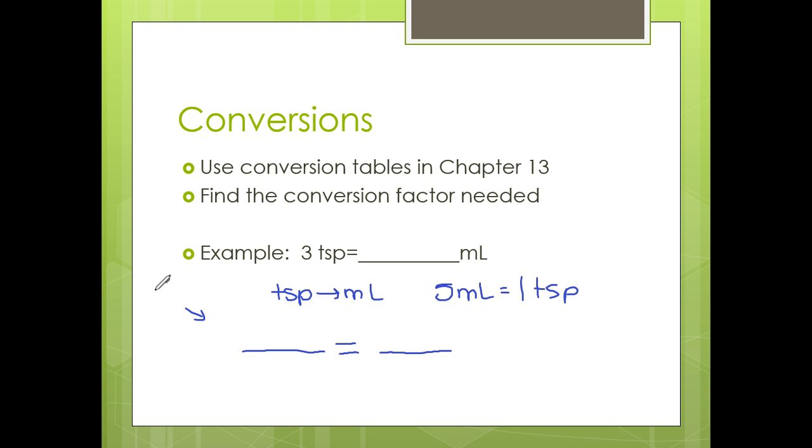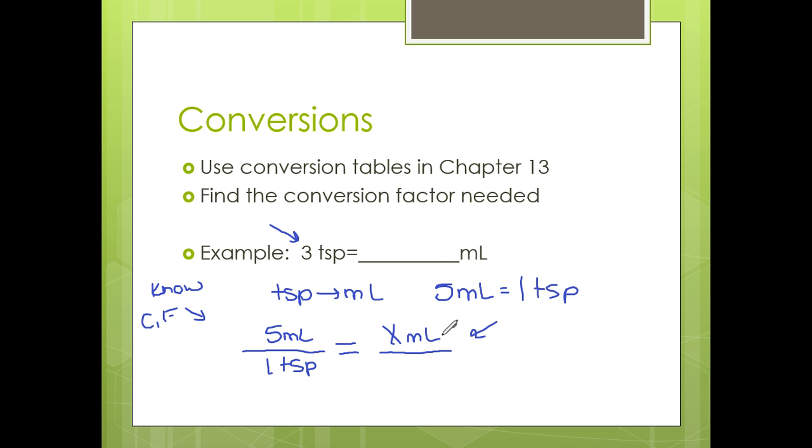On the left side of the conversion, we put what we know. What we know is our conversion factor. I know that there's 5 mLs for every 1 teaspoon. On the right side, we're going to put what we're solving for. So here's our problem. I want to convert 3 teaspoons to mLs. Because I have mLs on top on the left-hand side, I must have mLs on top on the right-hand side.